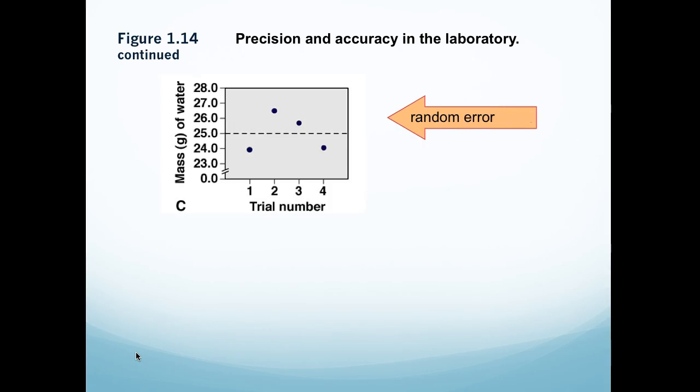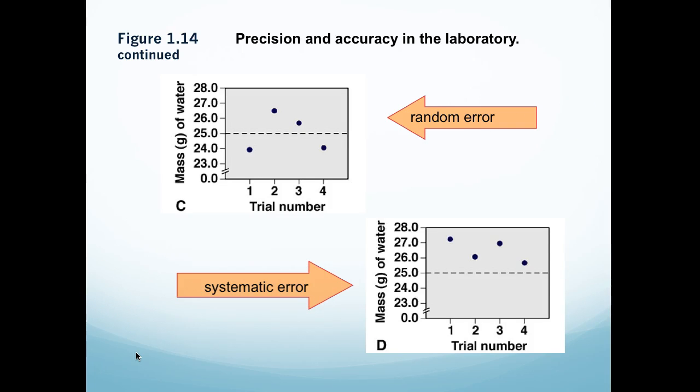So if we look at this in the laboratory, if we want to look at the difference between a random error and a systematic error, again, the random error is going to be where, again, you have different trials because you want to look at precision, you want to look at reproducibility and accuracy. So again, our aim is 25 grams if we're measuring the mass of water. And some of our values are above, some of our values are below. It's random, right? Whereas a systematic error, it's consistent.